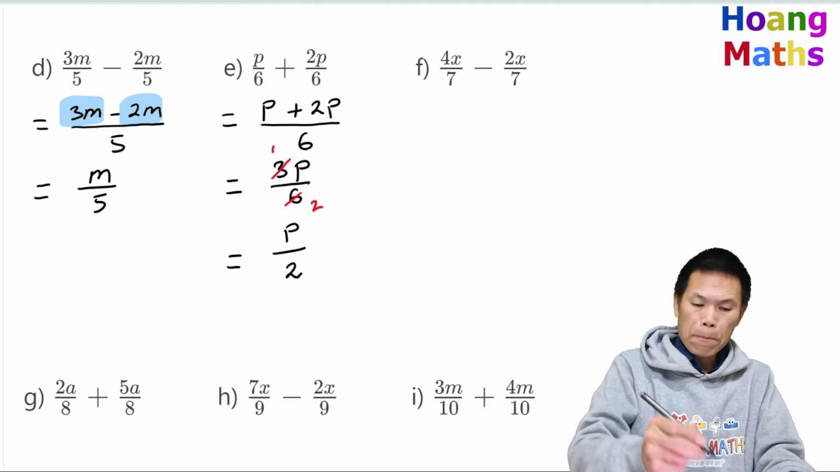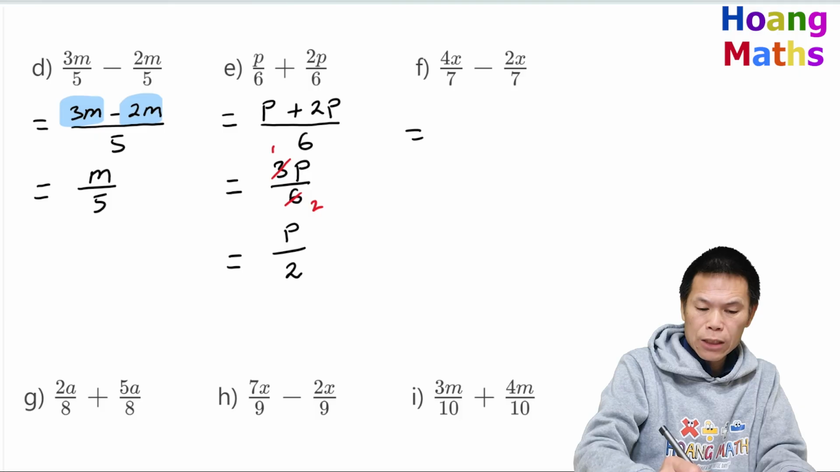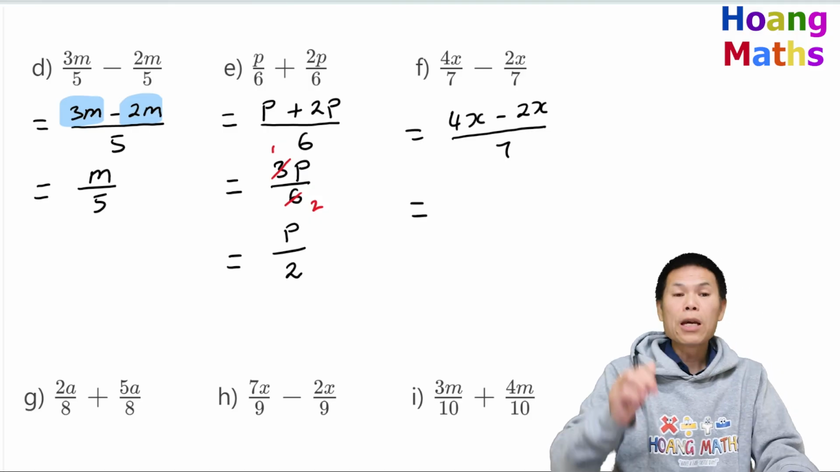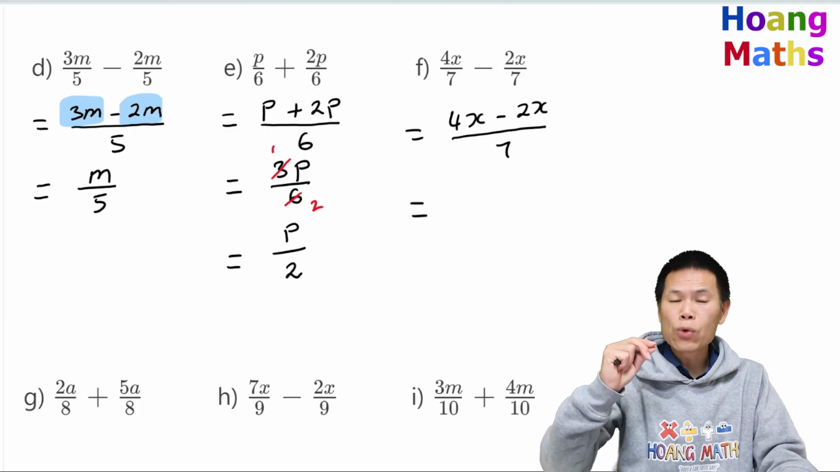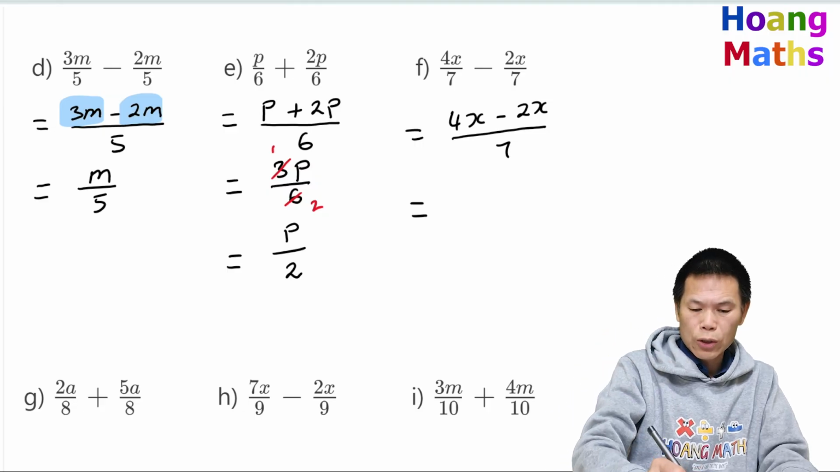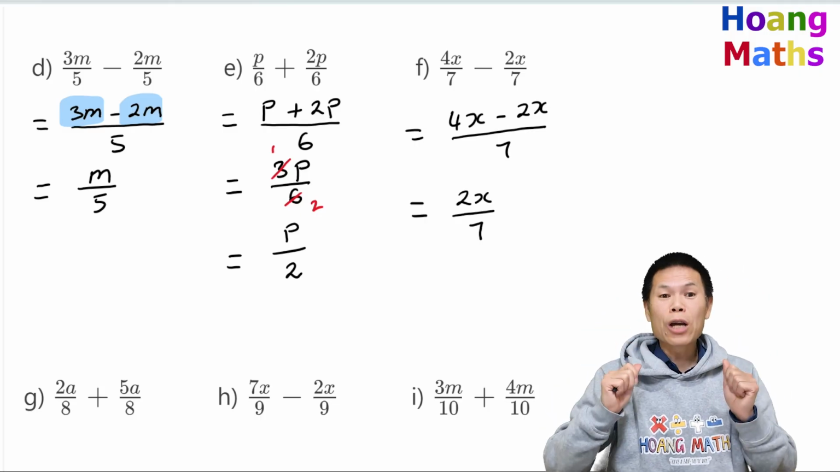There you go. Part F, we have the same common denominator, so we just write it as one fraction, 4x minus 2x over 7. So 4x minus 2x will give me 2x. 4 minus 2 is 2. So it's 2x. 2x over 7. There you go.